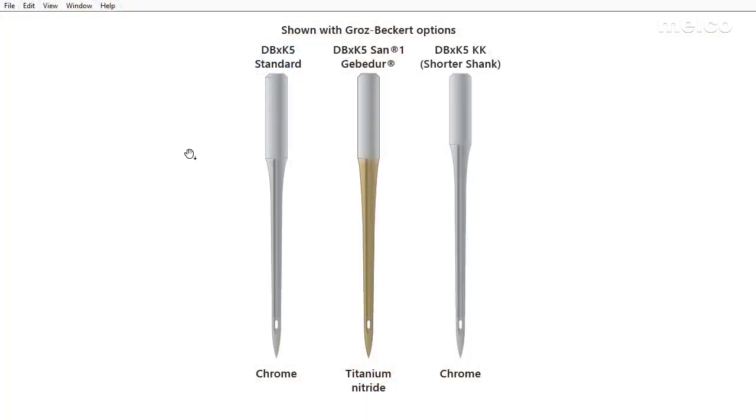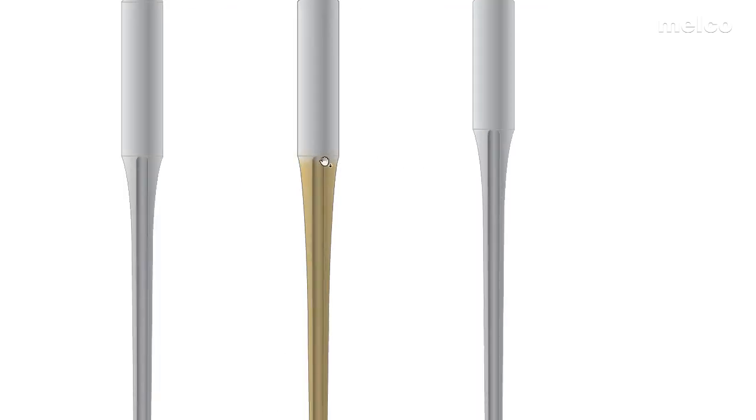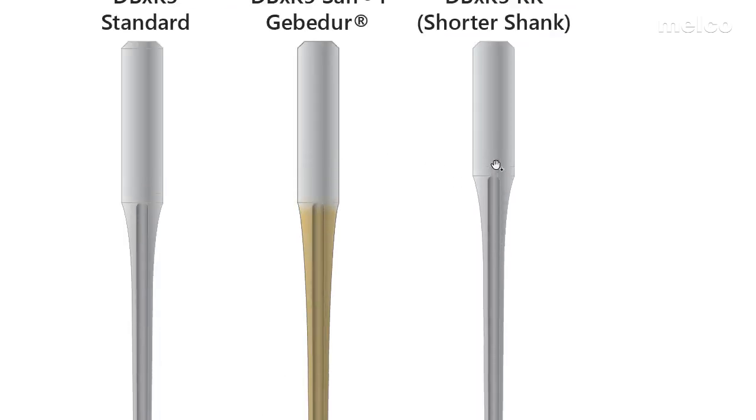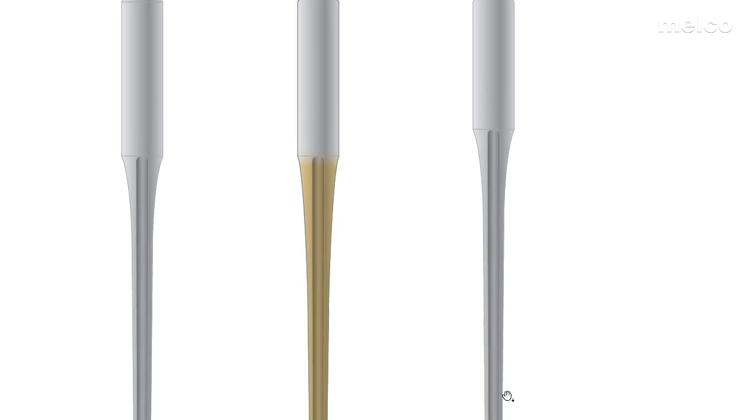All right, so we talked about the coatings. Other options we have are the shape and the taper of the needle, as well as the shank. In a previous session, we talked about the KK needles that have the shorter shank. If you look, you can see that the shank of the KK actually starts a little higher up. That's going to give you a longer blade, which gives you a little bit more depth going through.